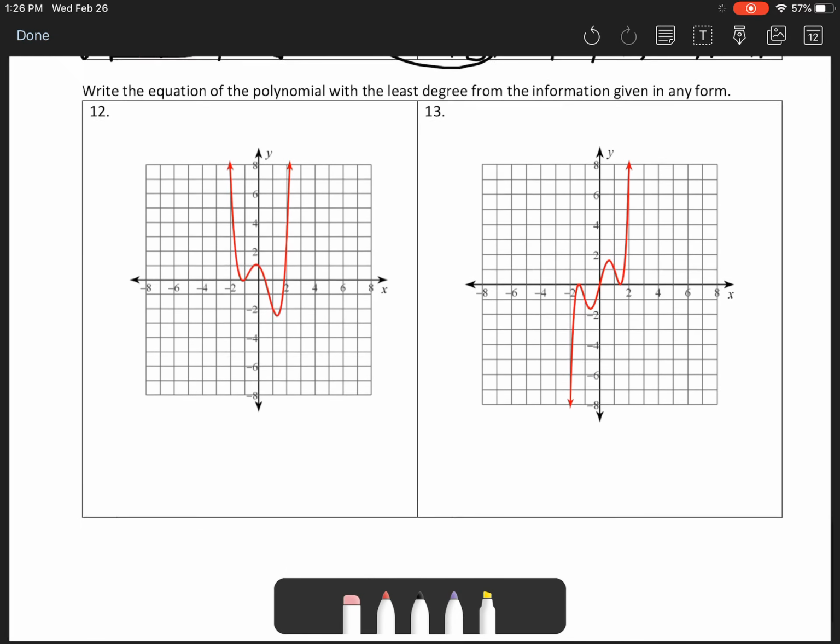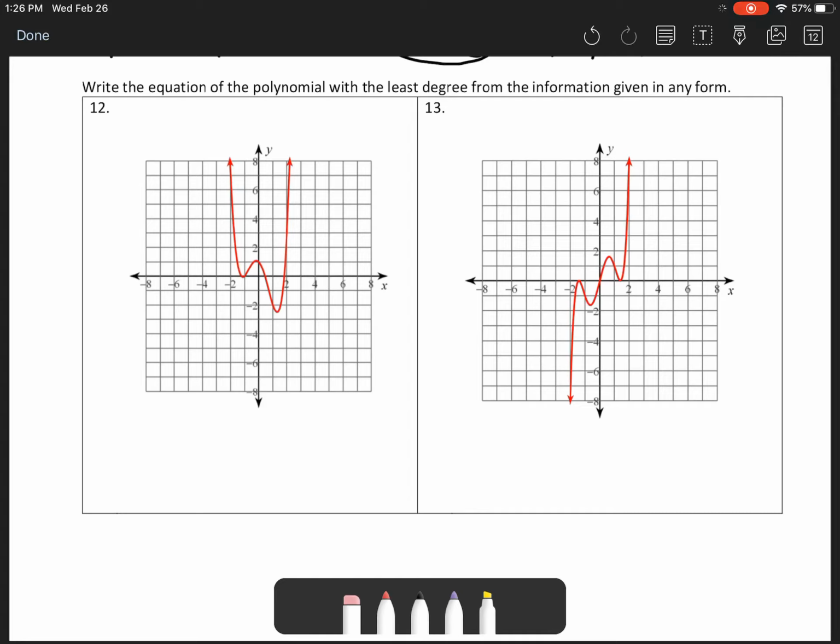All right, last one: write the equation of the polynomial with least degree from the information given. First thing, we want to write the equation, so we have to find our zeros. This one has a zero here with a multiplicity of 2 because it bounces. There's a zero here, and we're going to say that this zero is at 2. So my actual location of my zeros, I'm going to say this is about negative 3/2, so negative 1.5. This is about positive 1/2, and this one is at about, let's say, positive 2.